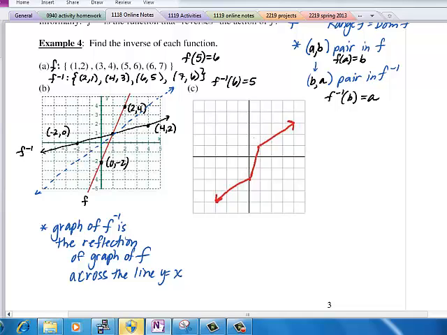One more example here. C, we've got, looks like, let's just track the corners. That's (1, 1) again. So f inverse would have (1, 1). This is (0, -2). So f inverse would have (-2, 0). And then it looks like we've got, what, (4, 3). So f inverse would have (3, 4). And it looks like we've got (-3, -4). So f inverse would have (-4, -3).